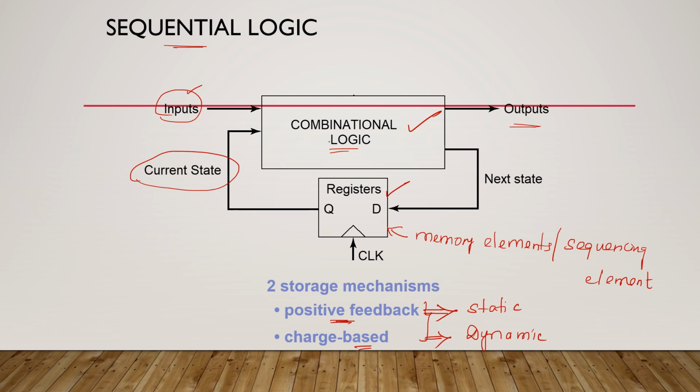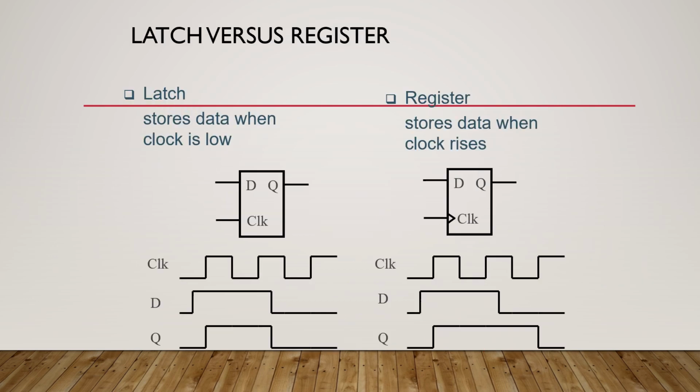And one more thing is that dynamic latches and memory can store the data only for a small interval of time. That is because it uses capacitance to store the data. So it can store the data only for some particular time. After that it requires refreshing. Whereas static uses positive feedback, so it can hold the value as long as the power is on. So that is the main difference between static and dynamic.